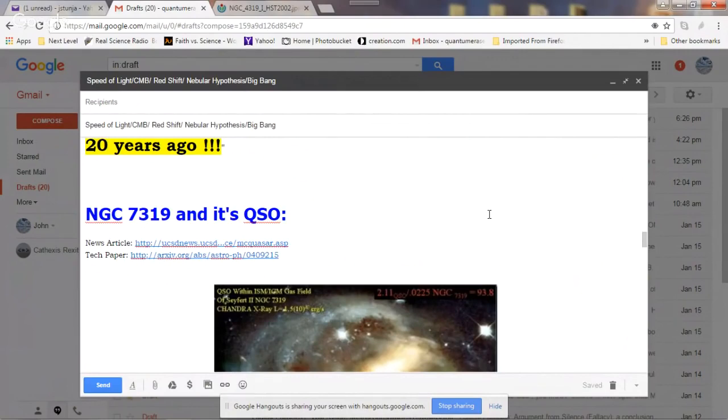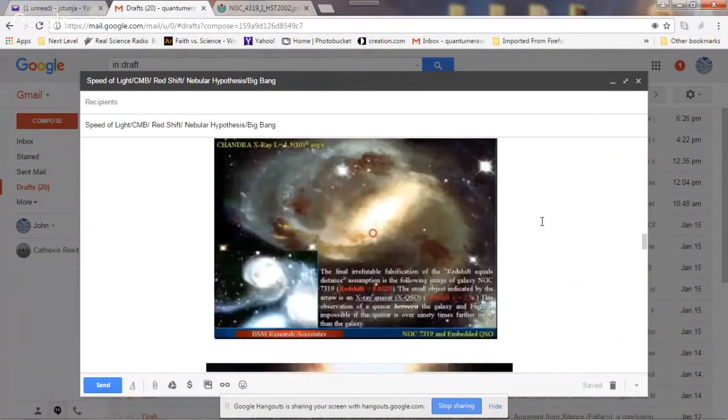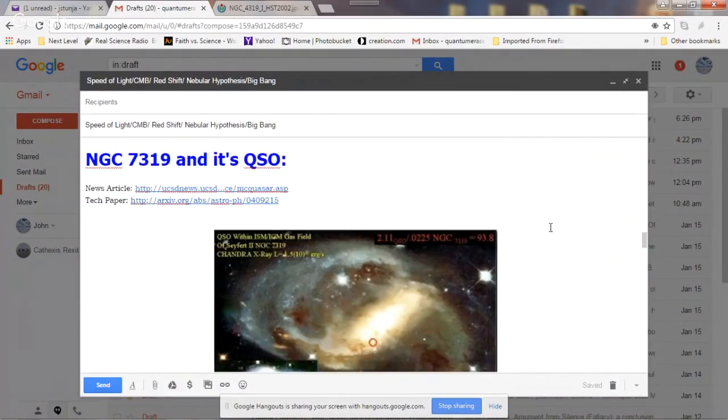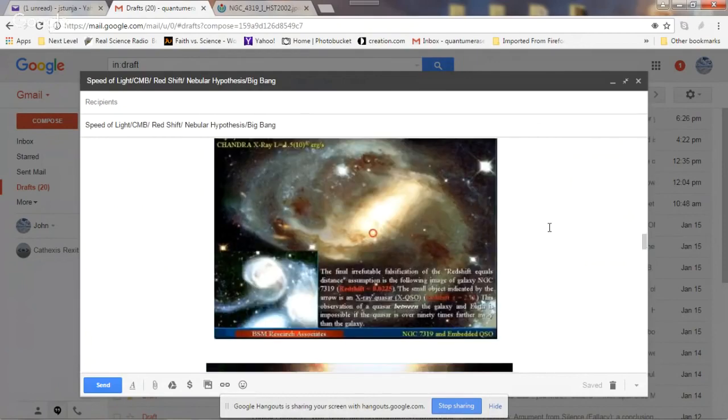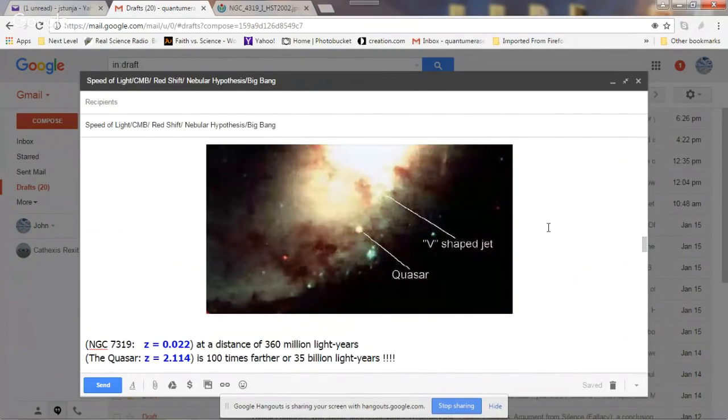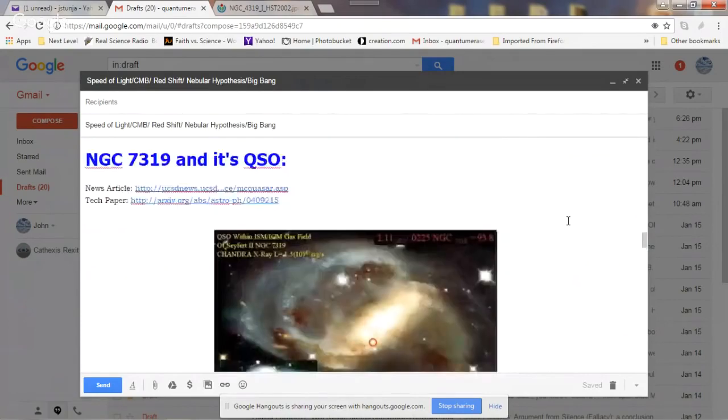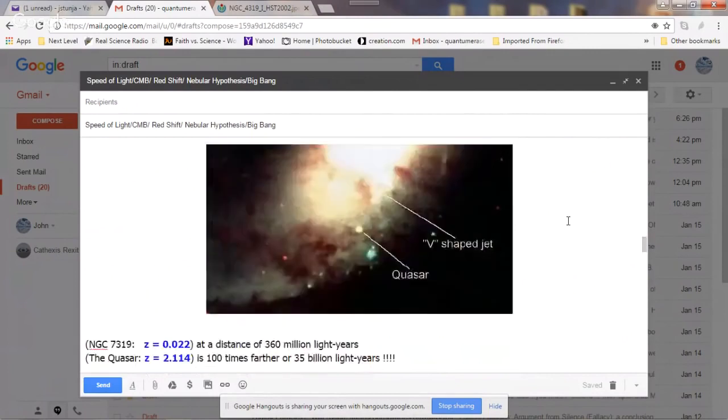It's NGC 7319 and its QSO. Like I said, it's even blurry on mine, so I can just imagine the way it's coming over YouTube. However, you can go in and punch this in. It's NGC 7319 and its QSO. It'll pull right up. So here's a little bit better picture of it. It has the V-shaped jet coming out of the nucleus of the parent galaxy, which was 7319, and the quasar is right here. The problem?